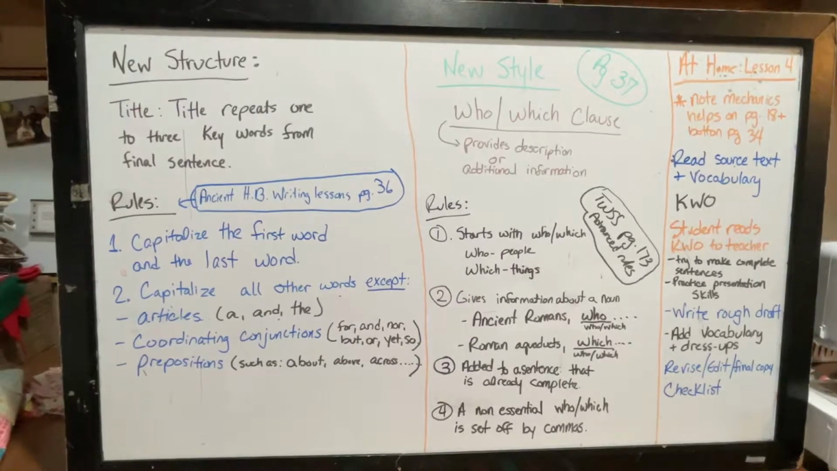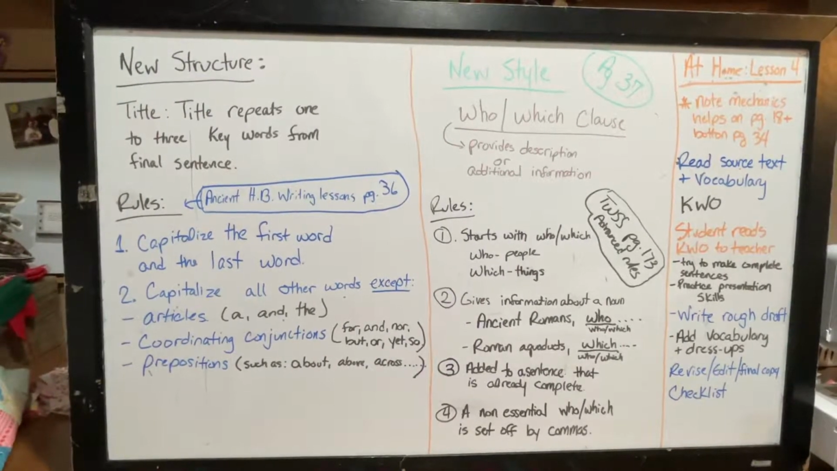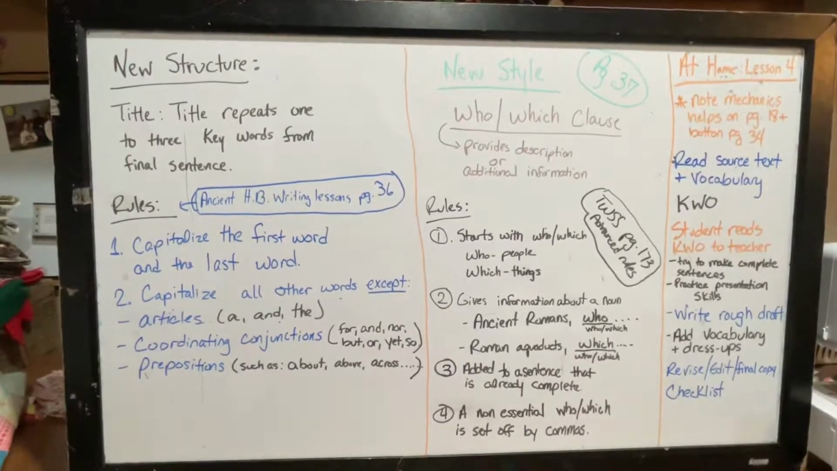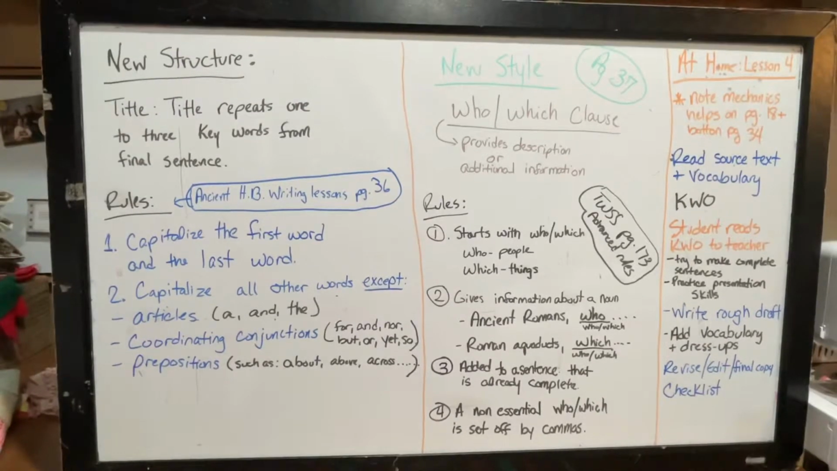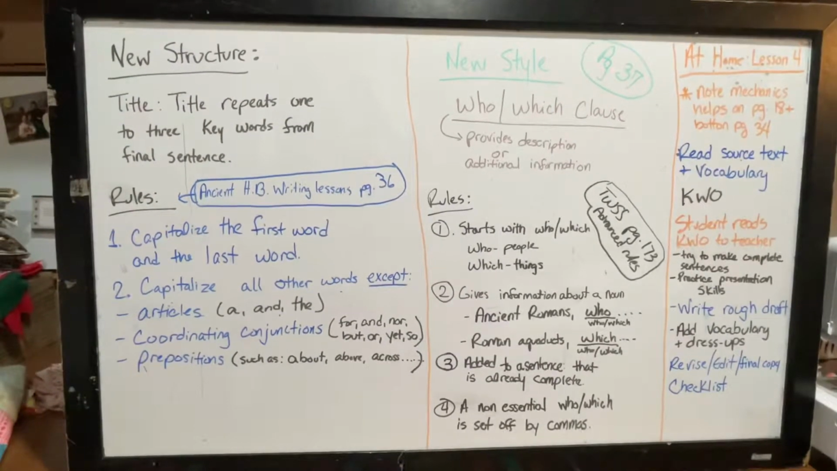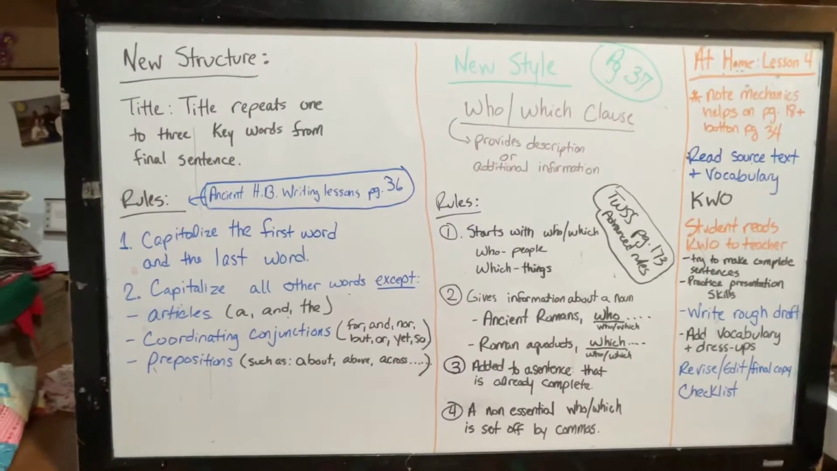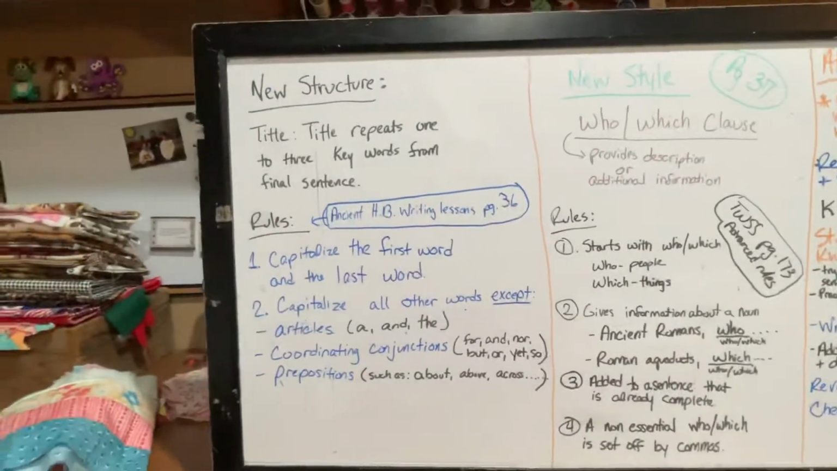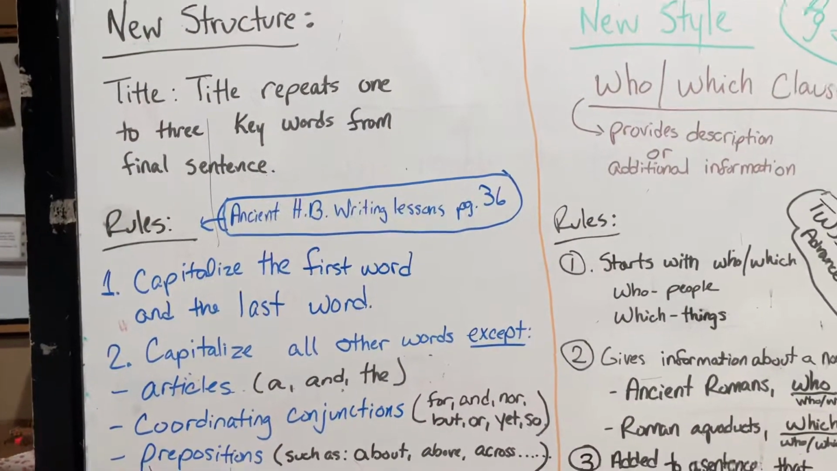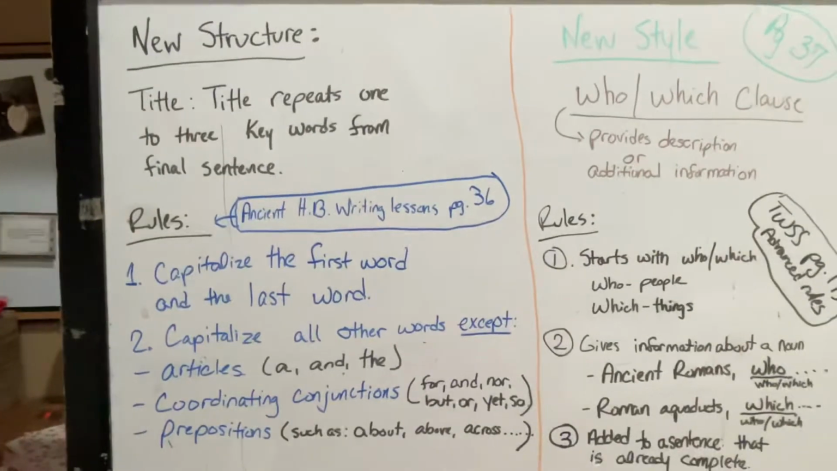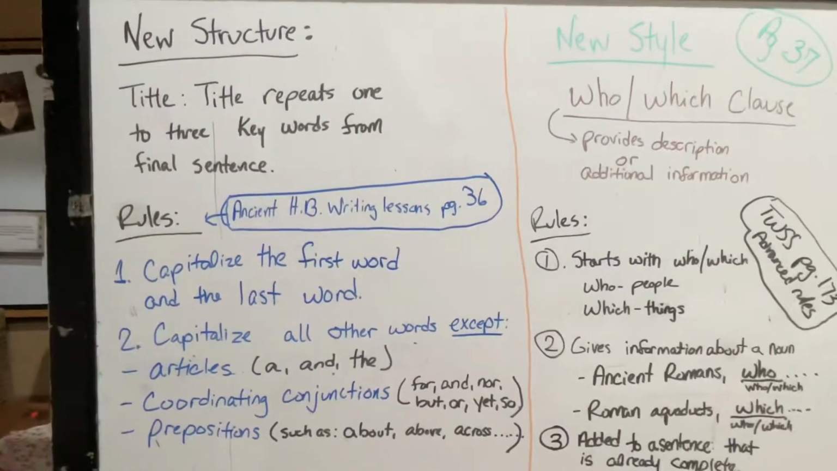This video is to go over the IEW portion of Essentials that we would have covered in class tomorrow. We're going to be on Lesson 4, Roman aqueducts. There is a new structure this week, which is going to be over here, the title. The title rule: repeat 1 to 3 keywords from the final sentence in their paper.